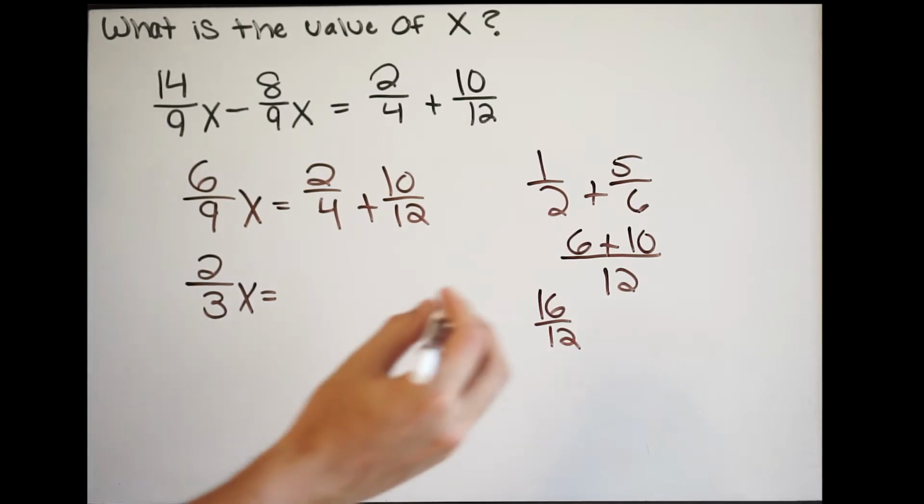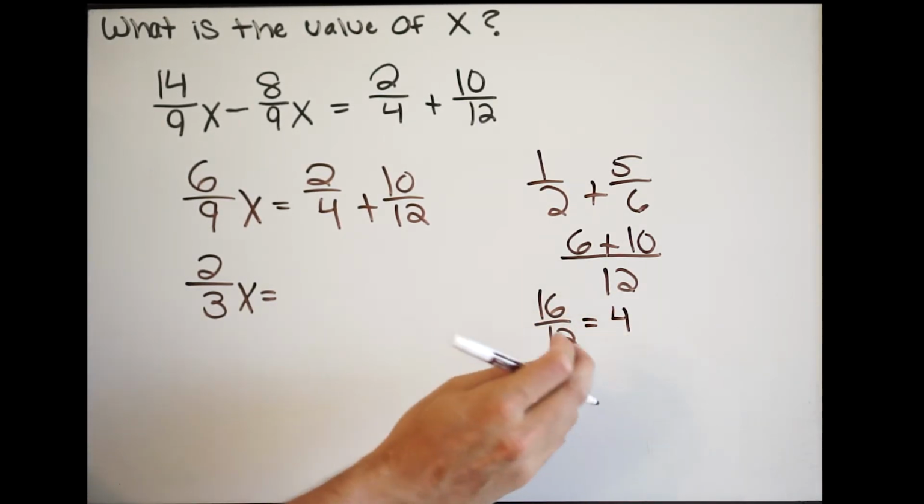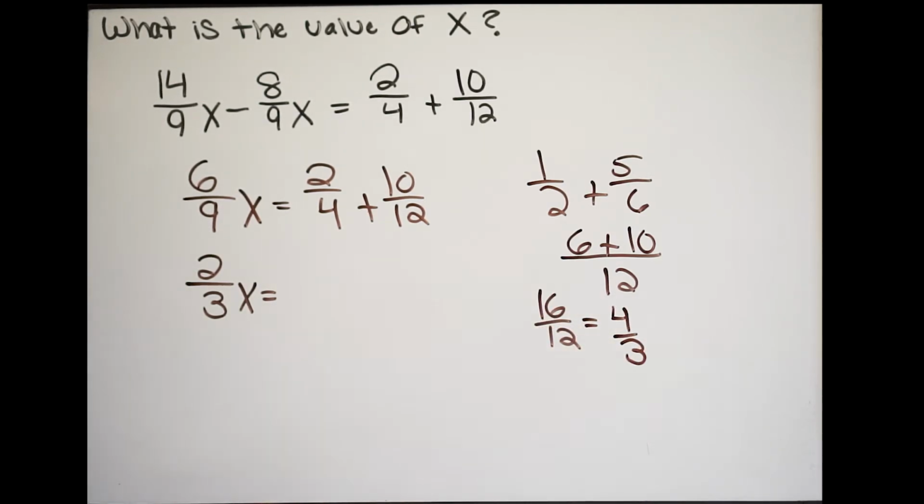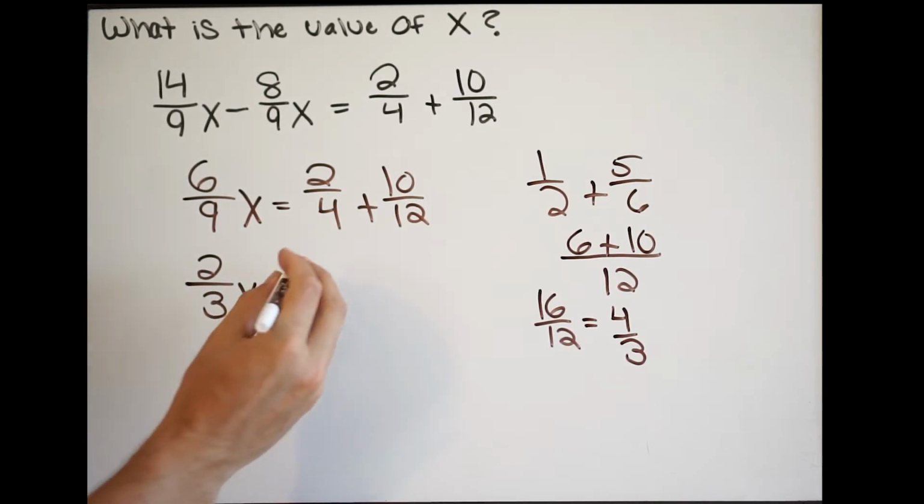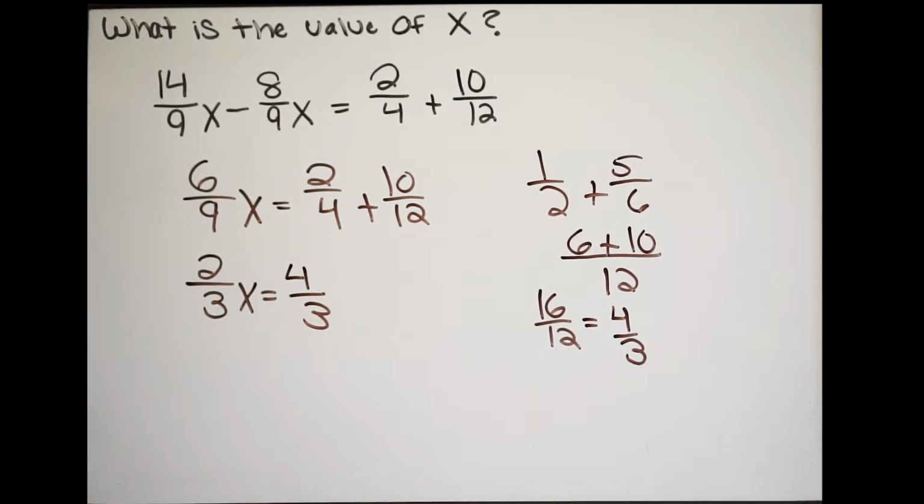Why don't we go ahead and reduce this? We know that 4 will go into 16 4 times, and 4 will go into 12 3 times, right? So now we can go ahead and write that here. We have 4 over 3. Okay, again, we want to isolate x here. So our last step, let's get rid of 2 over 3.